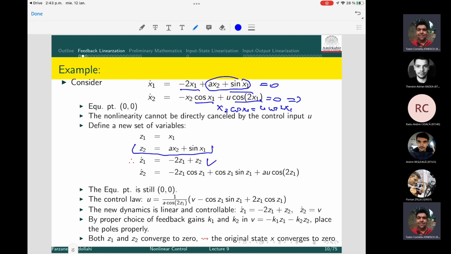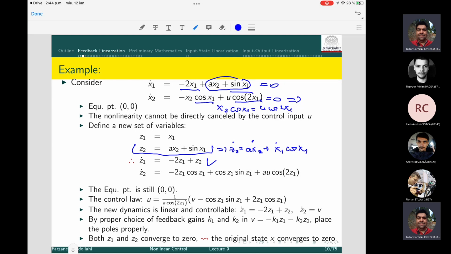The second equation, x2 dot. So z2, look, then you get z2 dot is a x2 dot plus x1 dot cosine x1. And x1 dot is this.